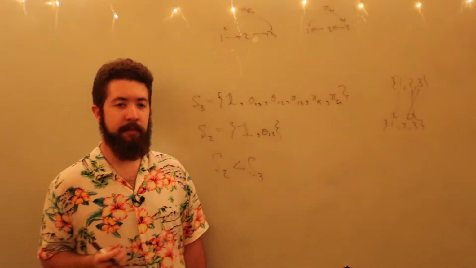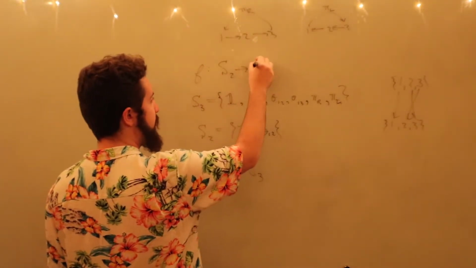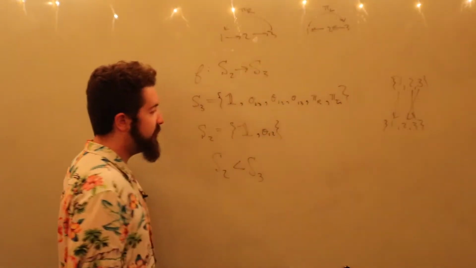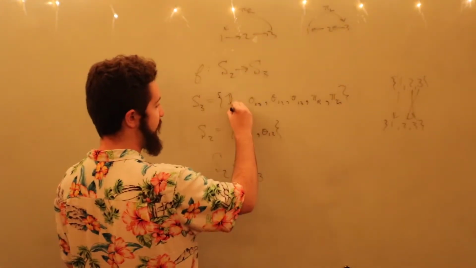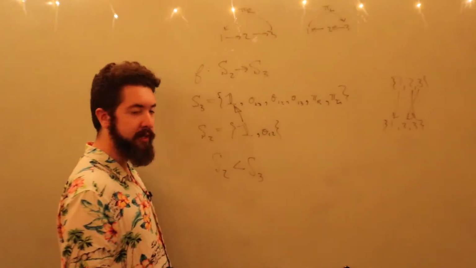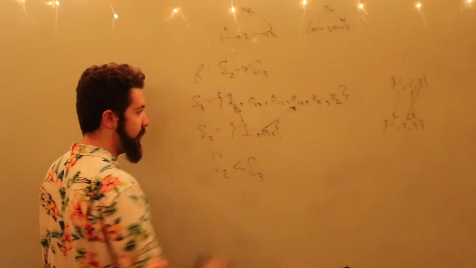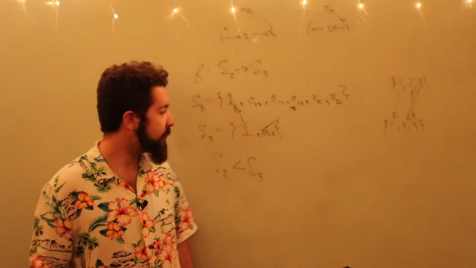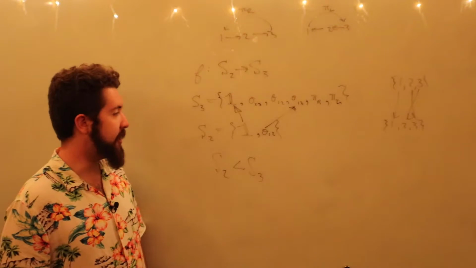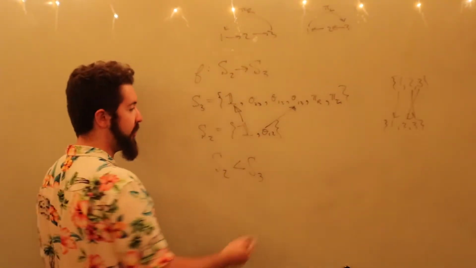Alright, now consider the map, we'll call it F, from S2 to S3, which is given precisely by sending the identity to the identity and the permutation of 1 and 2 to, let's say, the switching of 1 and 3 instead. I claim this is a homomorphism. Why? Suppose we have some product.